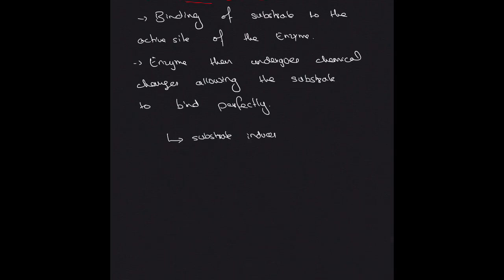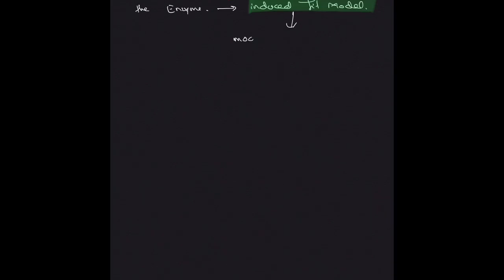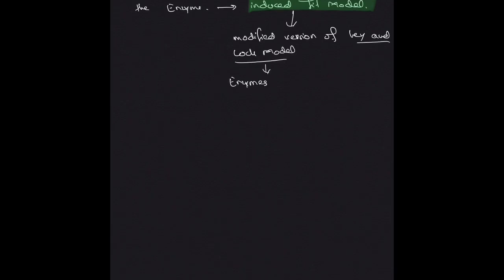In other words, substrate induces a change of shape in the enzyme. That's why this model is called induced fit model. Induced fit model is actually a modified version of a key and lock model, which stated that the enzymes are like locks in which one specific and only one specific key can fit in, and key in this case being the substrate. But scientists actually consider the induced fit model to be the correct or the probable one.